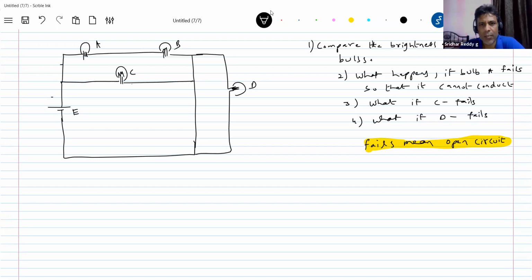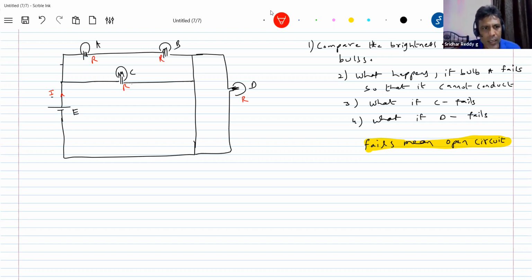So we'll go for the distribution of current. Compare the brightness of four identical bulbs. What do you mean by that? All the bulbs will have the same resistance. Yes, all must have the same resistance, R and R.